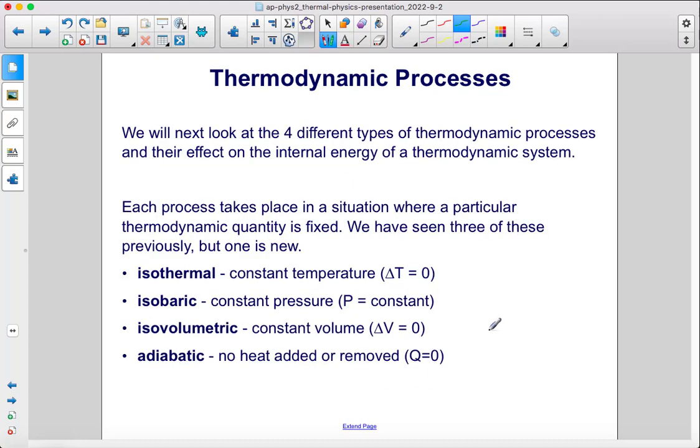We will next look at the four different types of thermodynamic processes and their effect on the internal energy of a thermodynamic system. Each process takes place in a situation where a particular thermodynamic quantity is fixed. We have seen three of these previously, but one is new. Isothermal means constant temperature. The change in T equals 0. Isobaric means constant pressure. P is constant. Isovolumetric means constant volume. Delta V equals 0. And a new one, adiabatic, means no heat was added or removed. Q equals 0.